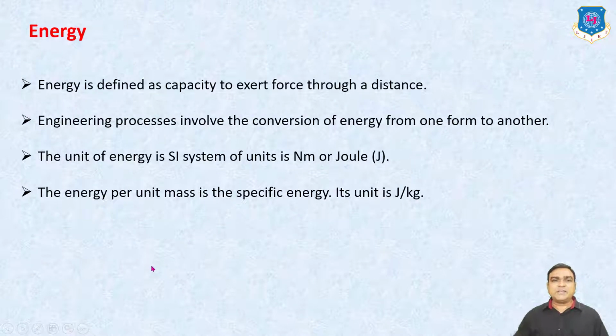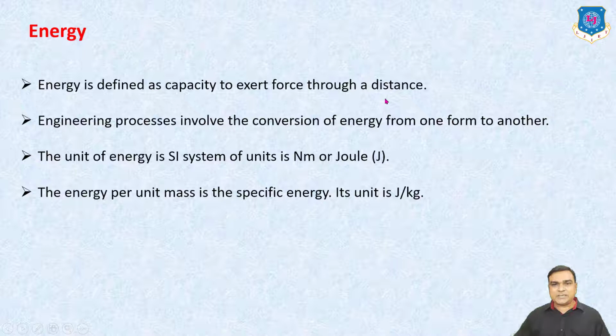Now what is energy? Energy is defined as the capacity to exert force through a distance. Engineering processes involve the conversion of energy from one form to another. The unit of energy in the SI system of units is Newton meter or joule. The energy per unit mass is the specific energy, and its unit is joule per kg.